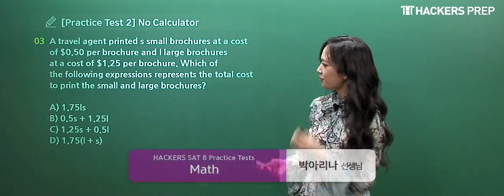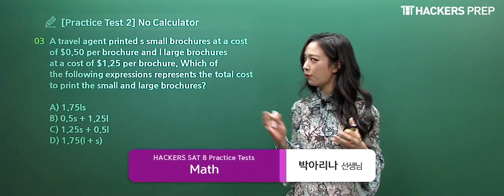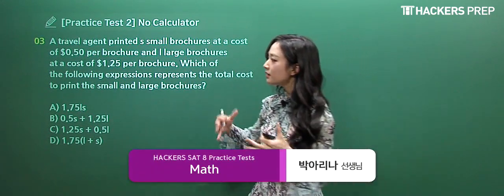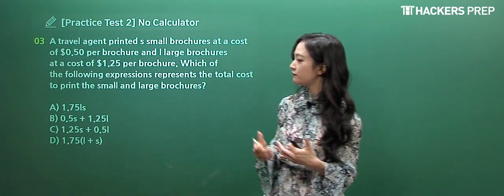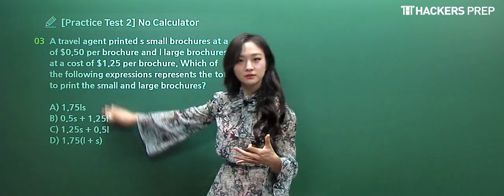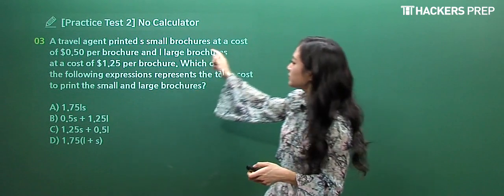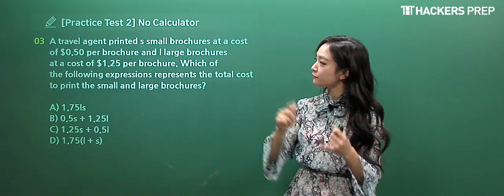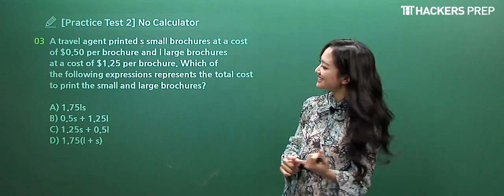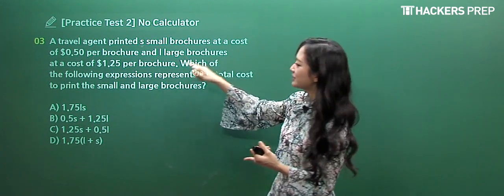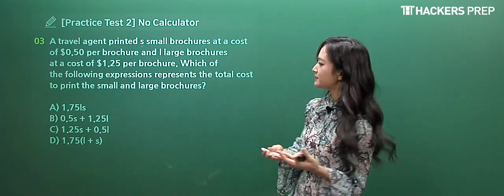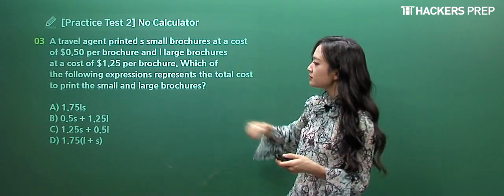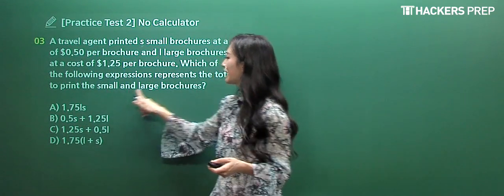Let's move on to question number 3. It does seem quite long, but the overall principle or the mathematical equation involved is a simple system of linear equations, right? So they're telling us that when we're printing S small brochures at a cost of 0.5, or 50 cents per brochure, and L large ones at a cost that's a little bit more expensive, which of the following represents the total cost of printing small and large?